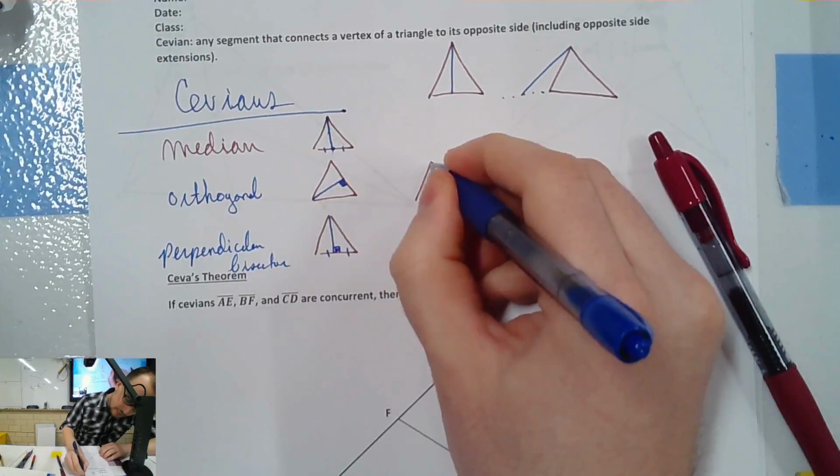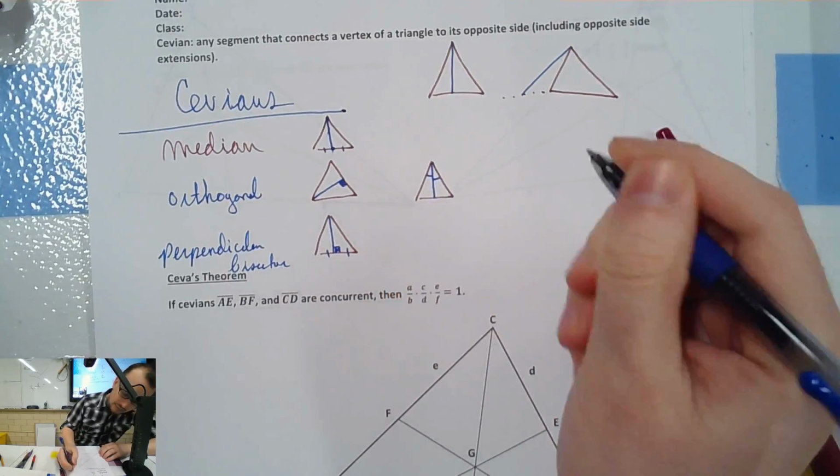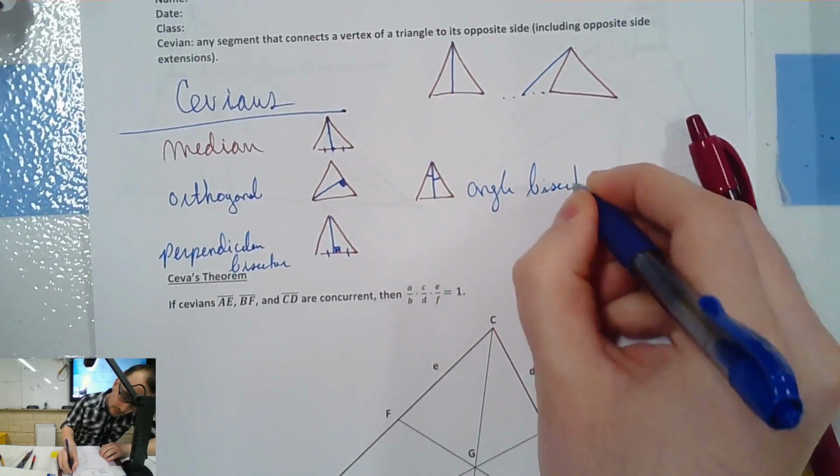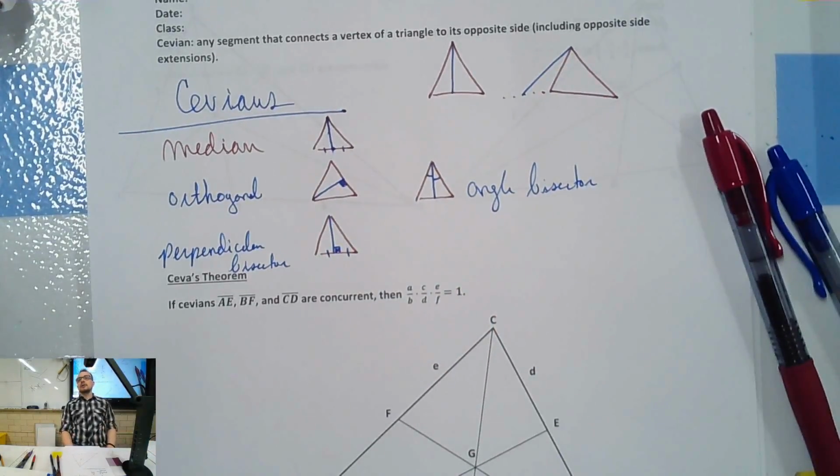And then Taylor, what kind of line segment is that? Angle bisector. Those are all cevians, right? They're just special kinds.